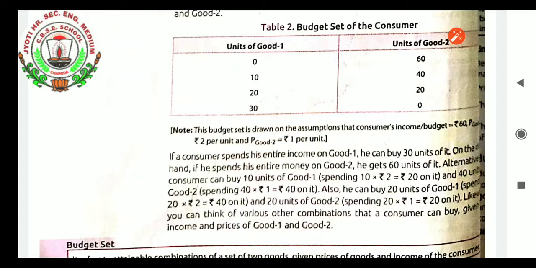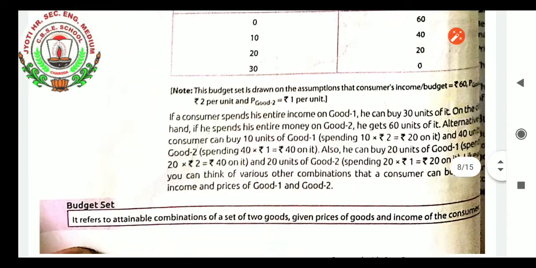If a consumer spends his entire income on good 1, he can buy 30 units of it. On the other hand, if he spends his entire money on good 2, he gets 60 units of it. Alternatively, the consumer can buy 10 units of good 1, spending 10 into 2 equals 20 on it, and 40 units of good 2. I already explained that to you.